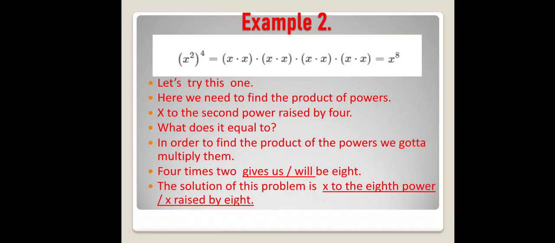In order to find the power of a power, we have to multiply the exponents. 4 times 2 gives us 8. The solution of this problem is x to the 8th power.